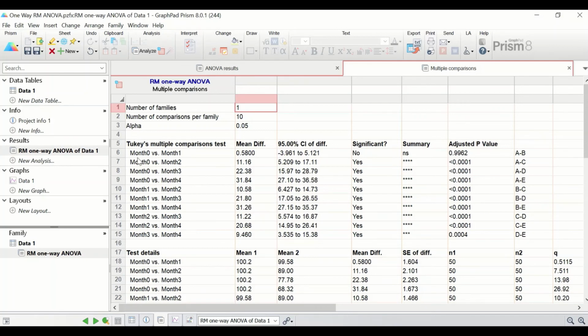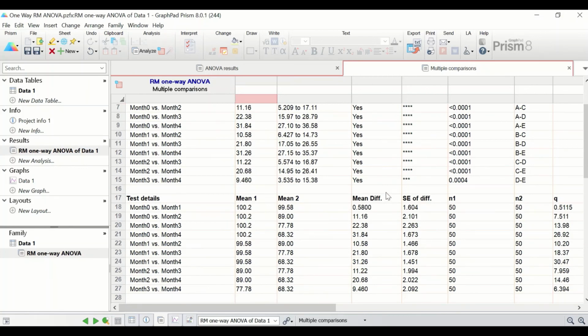So this Tukey test will examine all possible pairwise combinations between levels, and determine whether there is a significant difference in the mean or not. As shown here, there is no significant difference in the weight between month zero and month one. However, there is a significant difference between month zero and exercising for 2 months, and there is a reduction in the weight, and so on. So this is the way to perform one-way repeated measures ANOVA in GraphPad Prism.